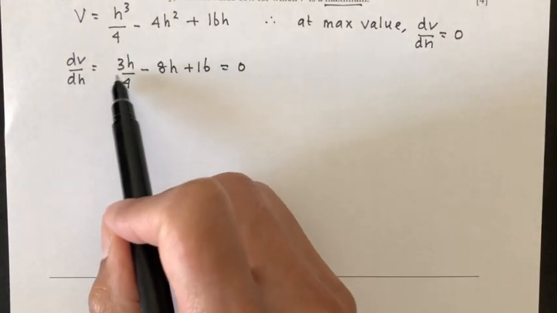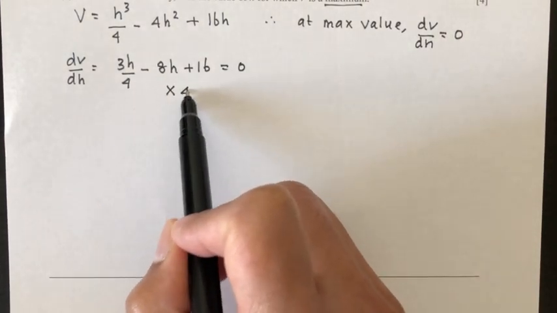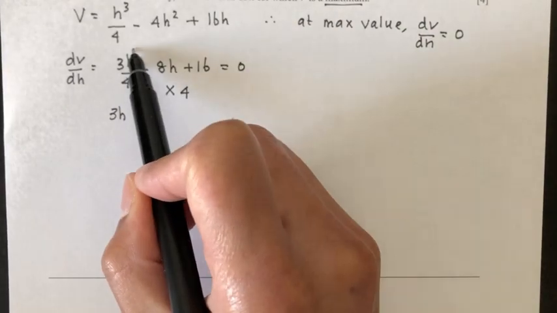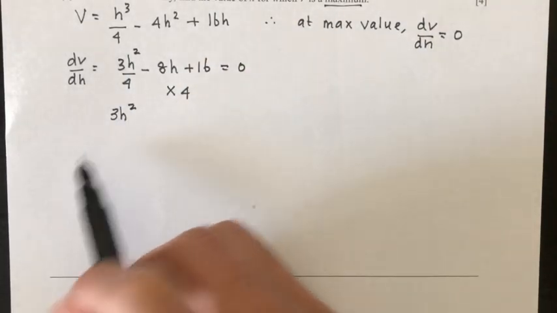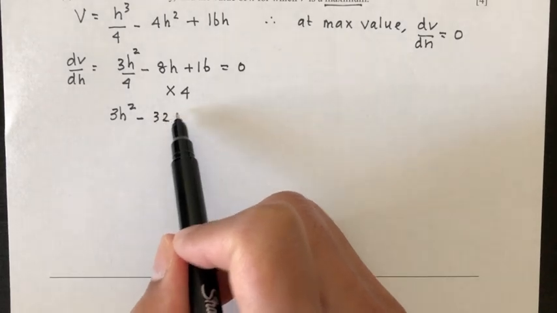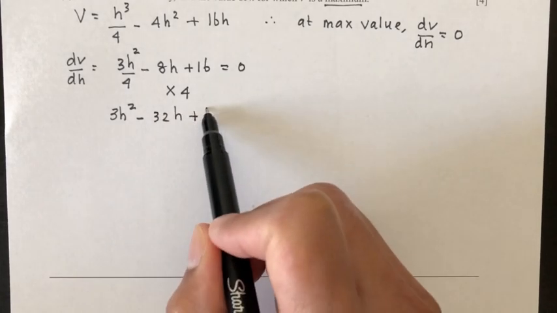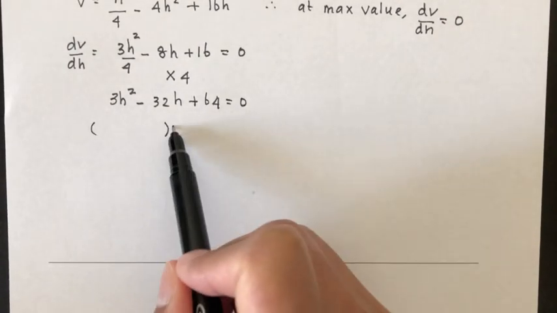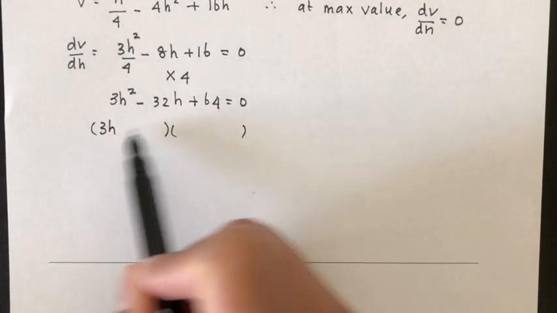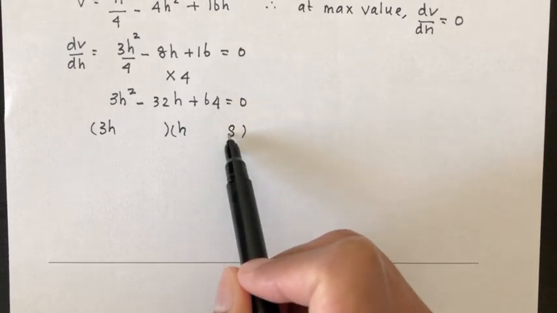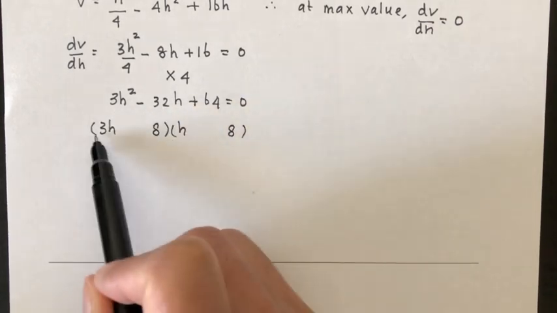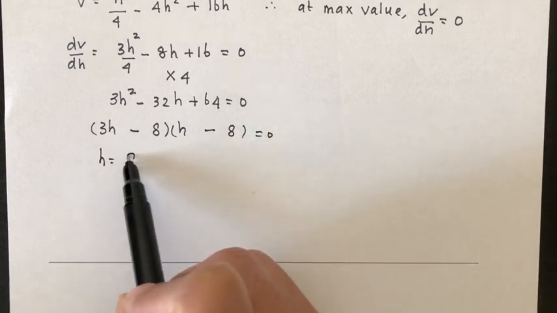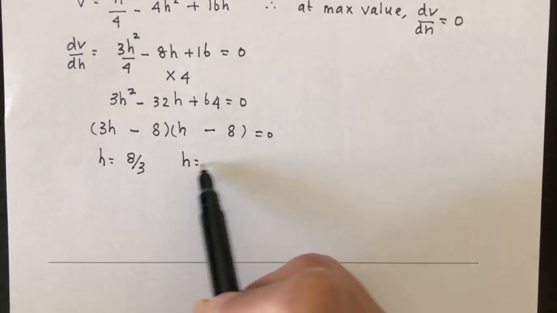Next step is to eliminate this 4. We have to multiply by 4 everywhere. You will get 3h squared minus 32h plus 64 is equal to 0. So now we have to factorize this. Two brackets: 3h times h. 64 is 8 times 8. To get minus 32 it has to be minus 24 minus 8. So here we have two values of h. h is equal to 8 over 3. h is equal to 8.